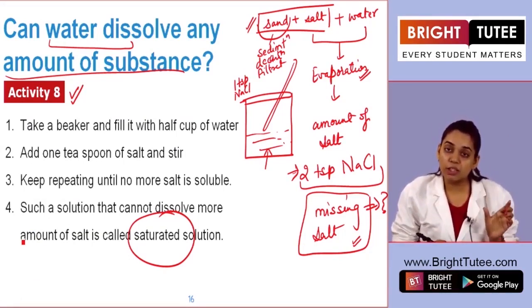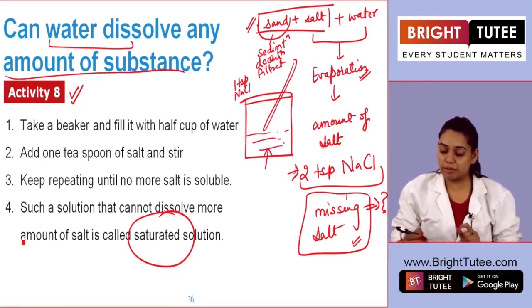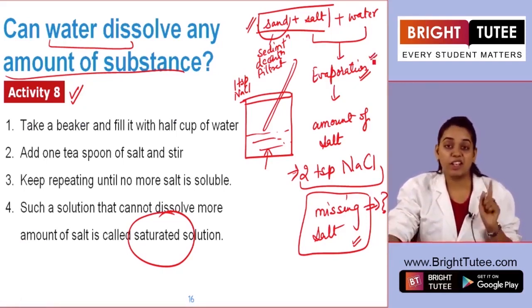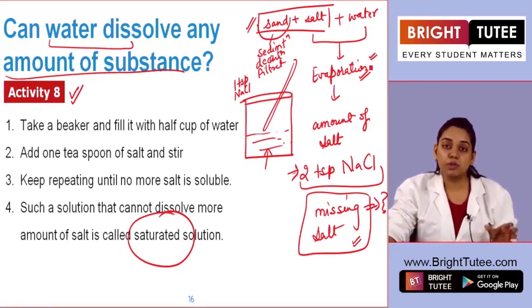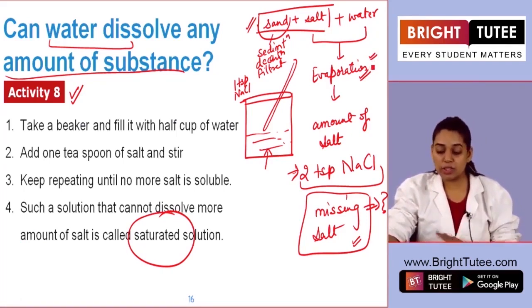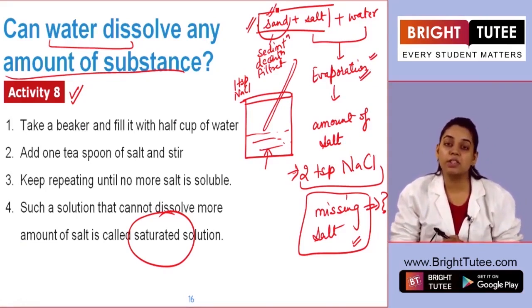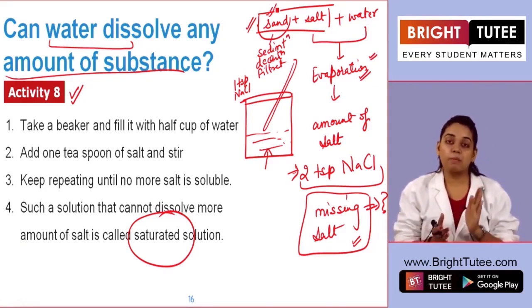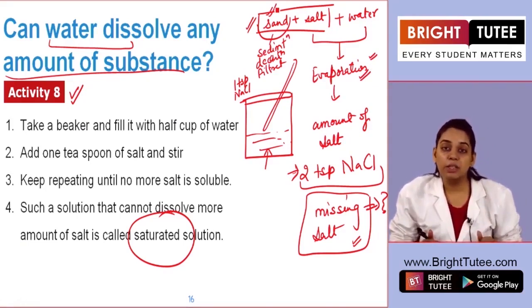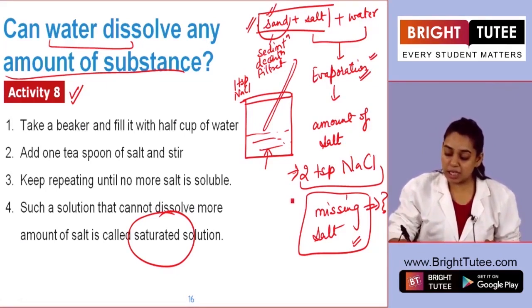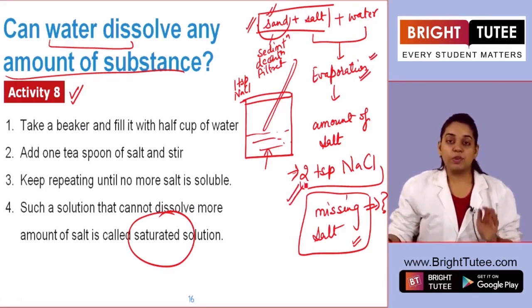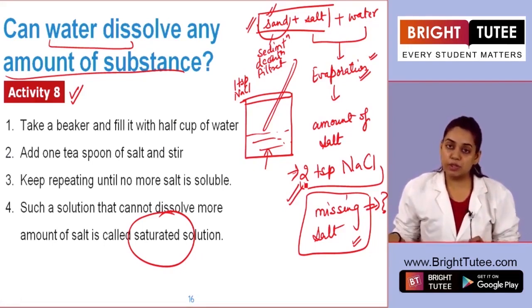Only the amount of salt that was dissolved in the water was recovered by evaporation, whereas the extra amount of salt which was not dissolved in water was still there with the sand particles because it was not dissolved. So this is why the amount of salt that was recovered after evaporation was less than 2 teaspoons. I hope that you would have understood this really well.